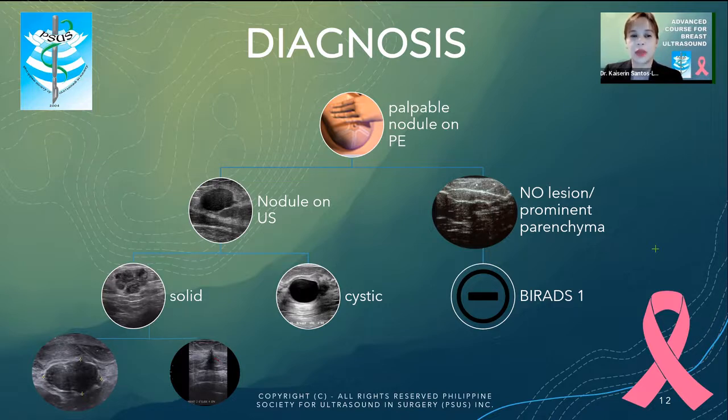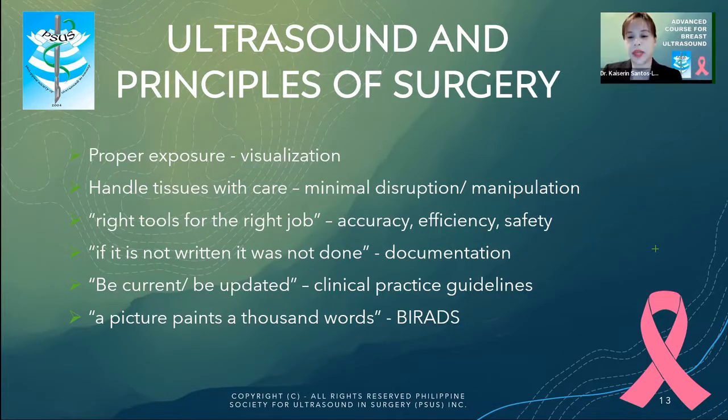Or there actually might be a lesion. The nodule may either be cystic, in which case BI-RADS 2, or solid. If it is solid, then we look at all the characteristics present in that lesion and it can be either BI-RADS 3, probably benign, or BI-RADS 4, low suspicion for malignancy, or BI-RADS 5, highly suspicious for malignancy. Once we have a firm diagnosis, then we plan our management.